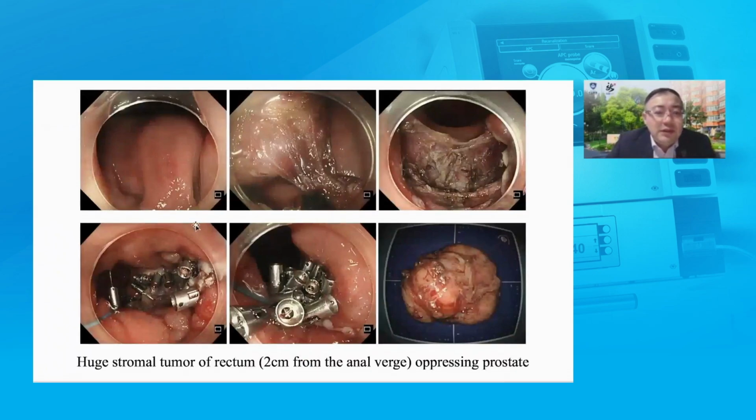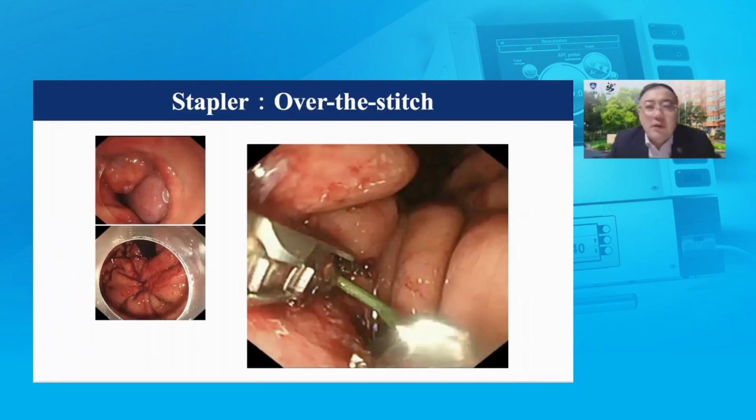This is a huge stromal GIST of the rectum. The lesion was about 6 by 4 centimeters. The lesion was removed with full-thickness resection and the purse-string suture technique. Such big lesions can be removed endoscopically.